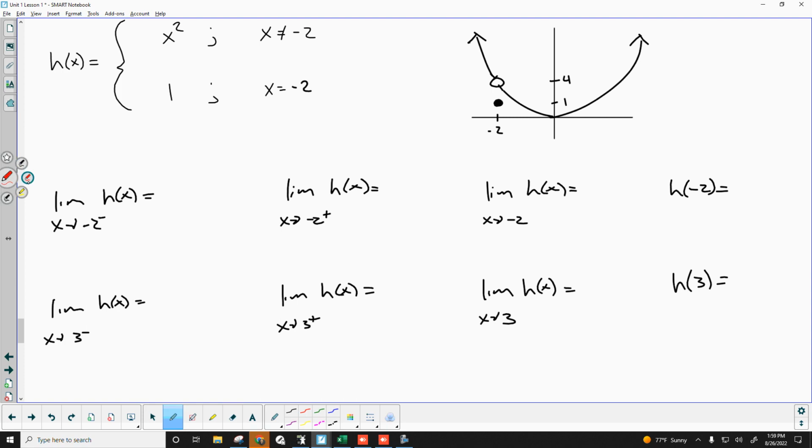I'll do the 3s for you. 3 isn't equal to -2. I can plug it in and I'll get 9 across the board. This is a nice spot where the function value and the limit are the same. Easily you see we're continuous there. There's no crazy holes or circles or anything. But at -2, let's see if you guys can do it.